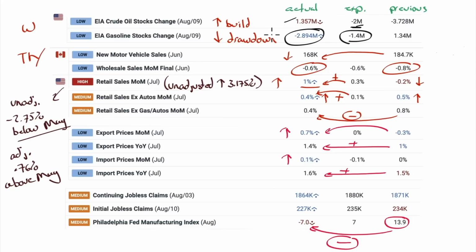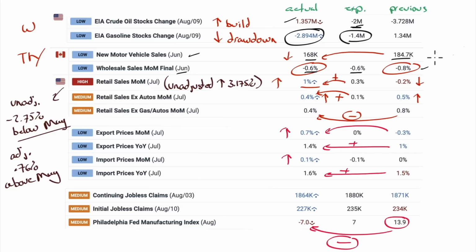Thursday, going into Canada, new motor vehicle sales, 187 was the previous month, down to 168. Remember, building permits were down as well. Wholesale sales, month over month, for June, negative 0.6. The expectation was for negative 0.6. The previous read was negative 0.8.